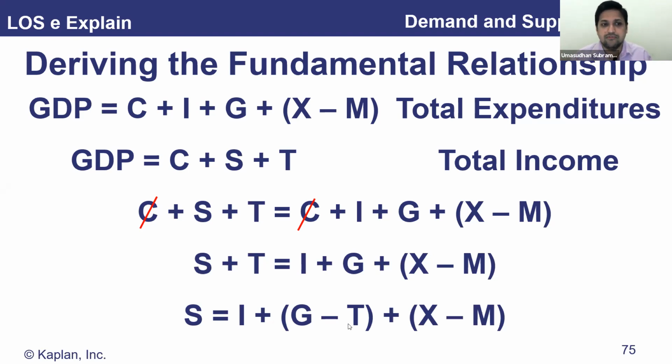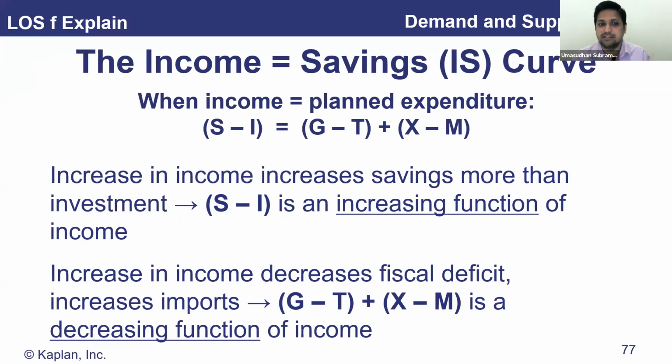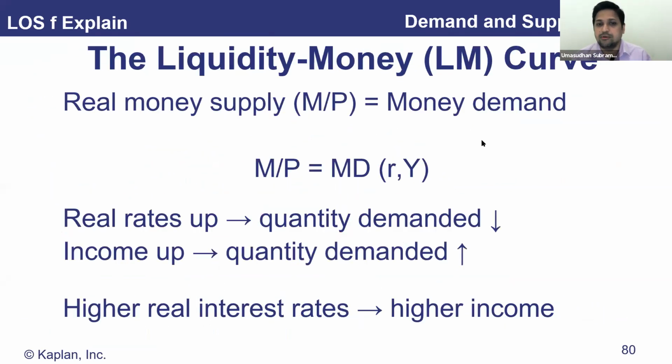All right, so let's go further down. So you've got deriving the fundamental equation. So we see what's happening to your savings. And then we are now going to talk about two things. First, I'm going to talk about something called the IS curve, income savings curve. And then I'm going to talk about something called the liquidity money curve.